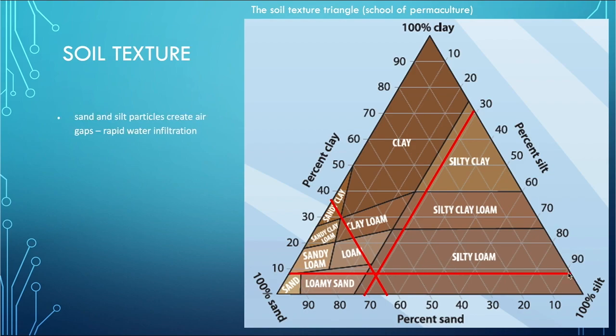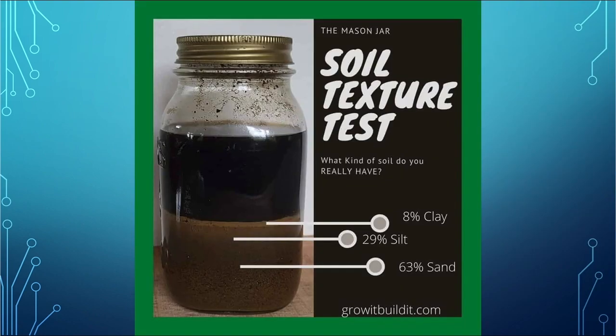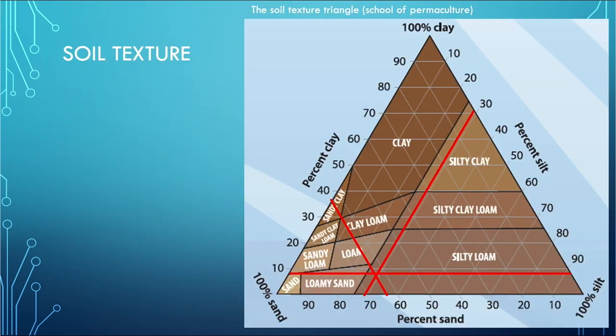It's a pretty simple system. You just go and look at the different percentages that you got, and basically where they intersect, this is where your soil forms into. Here we go, 8, 29, and 63. So at 8% clay, 29% silt, and 63% sand. If you go from those edges and where those lines intersect at those percentages, that will be where your soil falls into. And sand and silt particles create air gaps and allow rapid water infiltration.